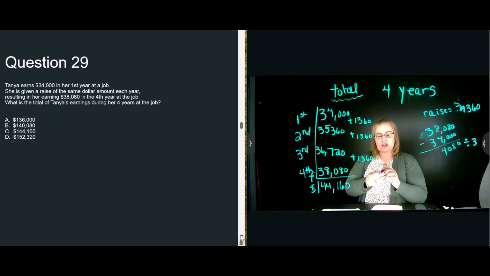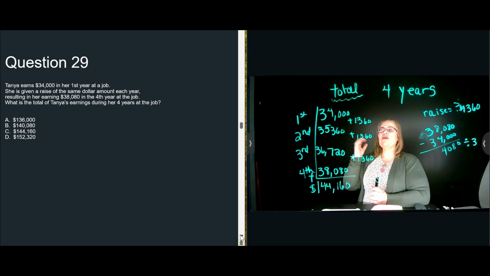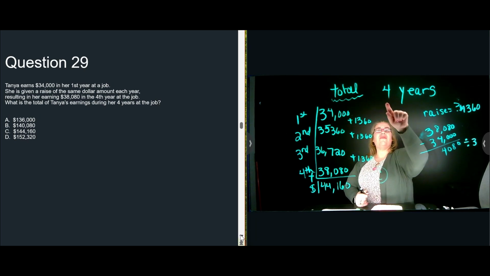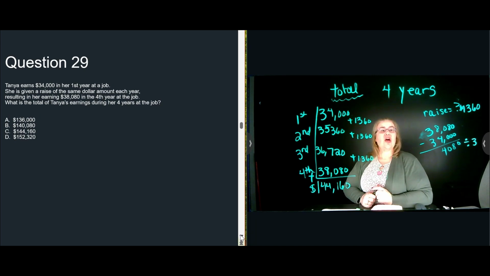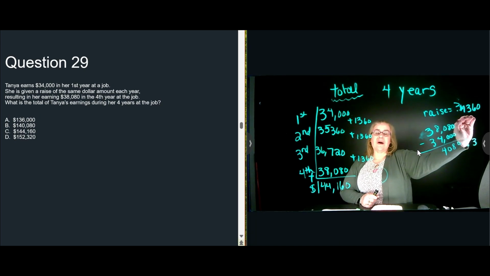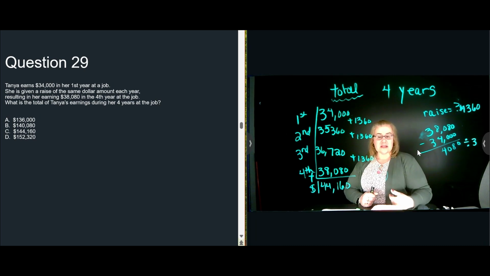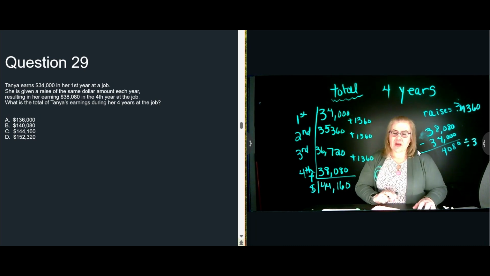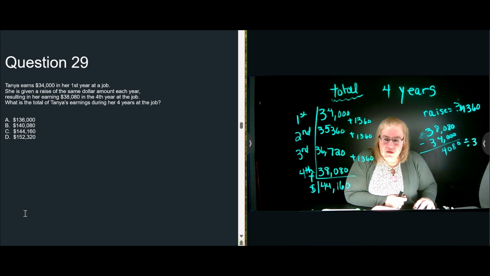So you want to make sure that you're understanding exactly what the questions are asking, and then you have to make a plan on how you're working. You know that it's total of 4 years, not the 4th year. You've got to find out what the raise was each year by finding out what the difference in the 1st and the 4th year was. So you've got to make sure you're understanding what the questions are. Good job. So let's do our last one.